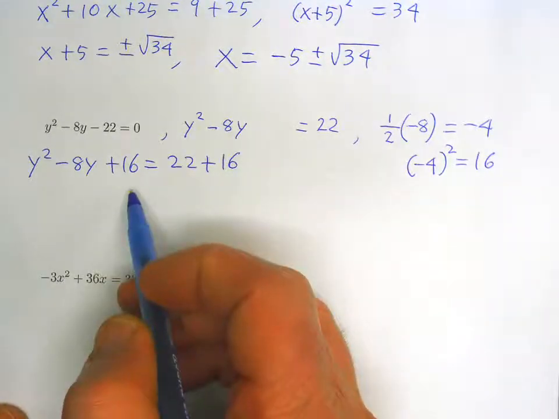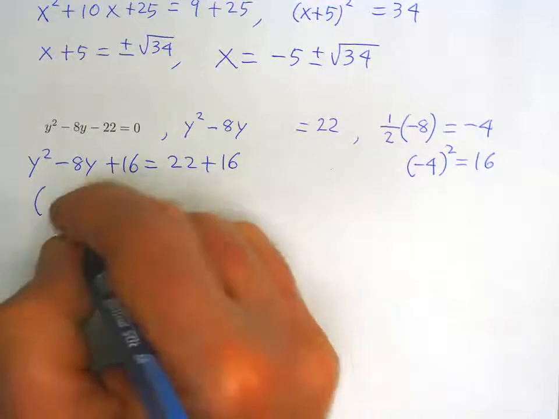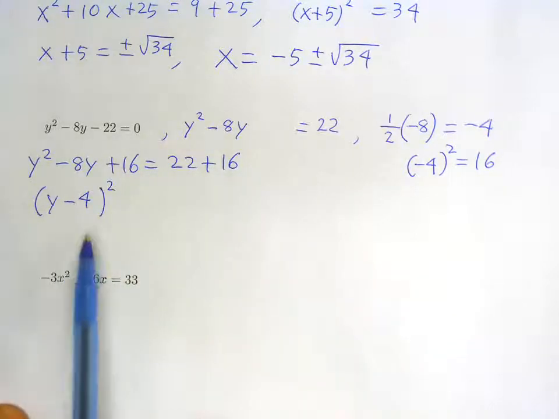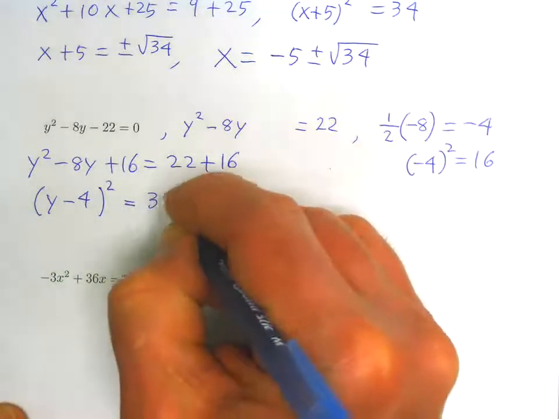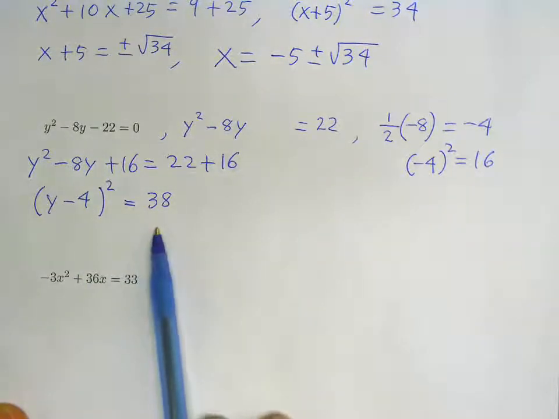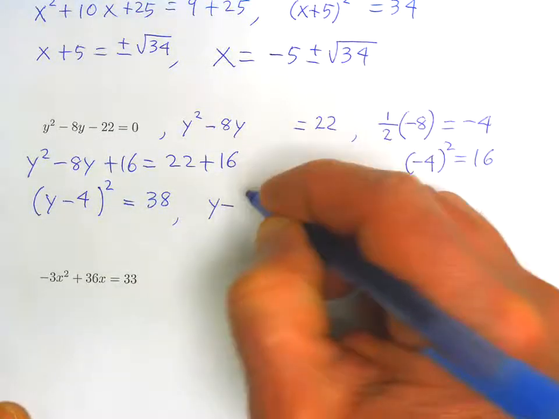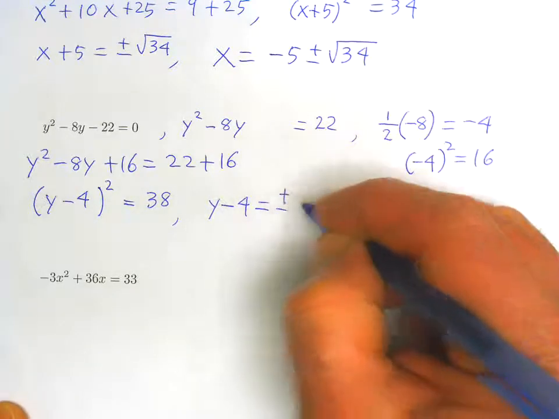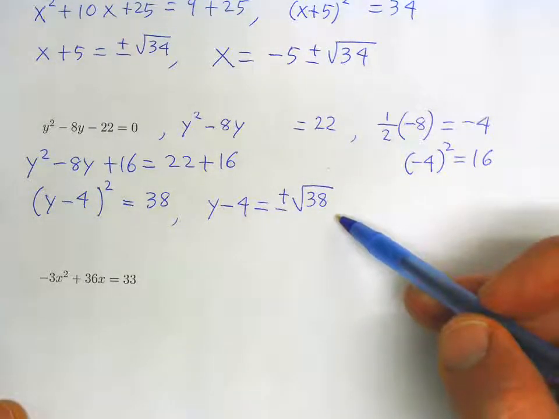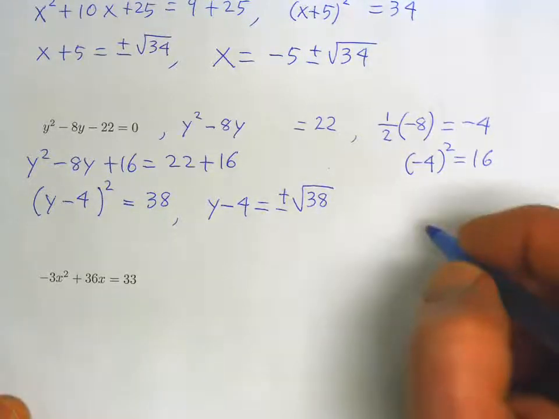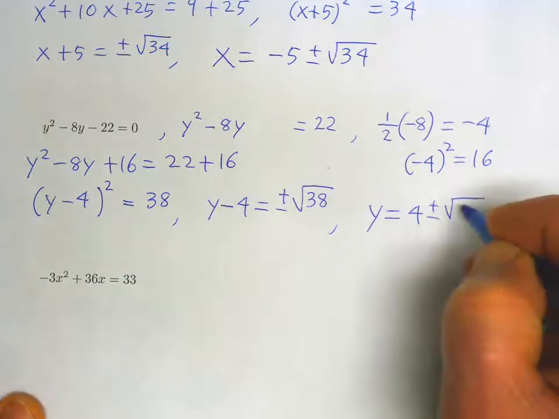The left-hand side is now a perfect square trinomial, so it's equal to some binomial squared. The binomial is y minus 4 because -4 is 1/2 of -8. And then the right-hand side is 38. And this is all prepared now to apply the square root property. So when we apply the square root property, we get y minus 4 equals positive and negative square root of 38. The square root of 38 cannot be simplified any further. So that means we can write both of the solutions. y equals 4 plus and minus the square root of 38.